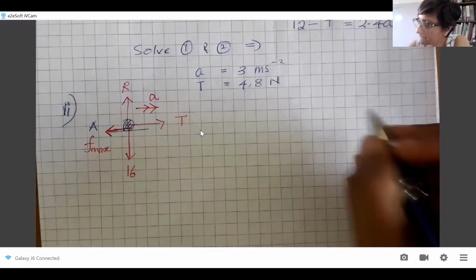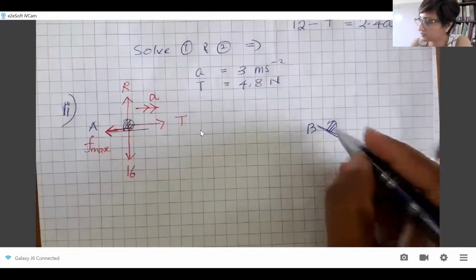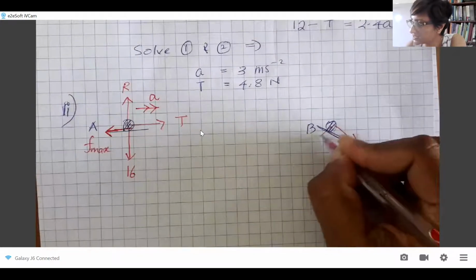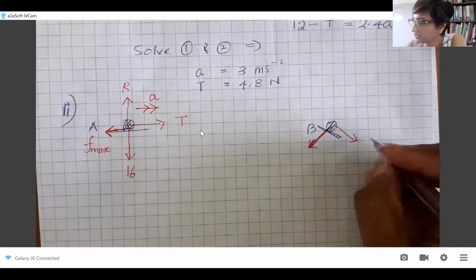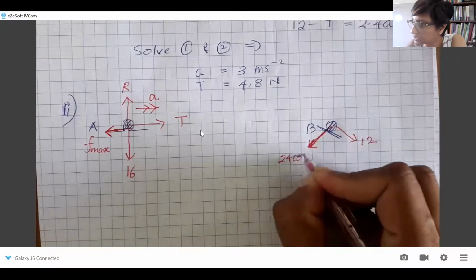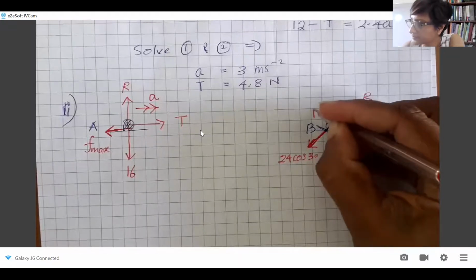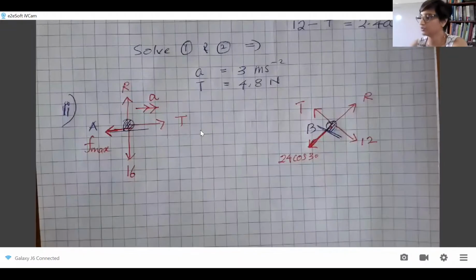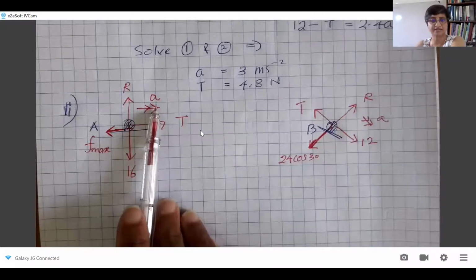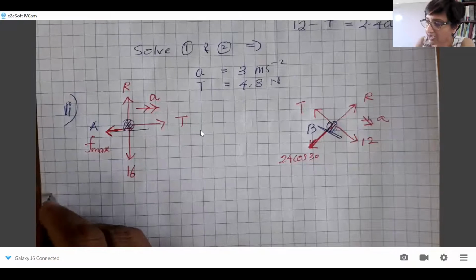Okay, here's B. B is on a slant. The components of the weight did not change. This is 12 and this is 24 cos 30. Both these together represent weight. There is reaction, there is tension. It's the same diagram as before, and it's going to go down with the same acceleration. Okay, and now begin by first applying for A.